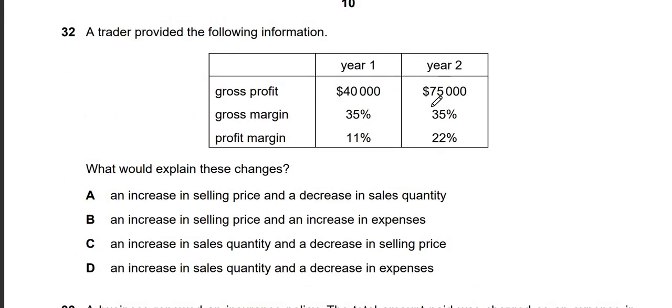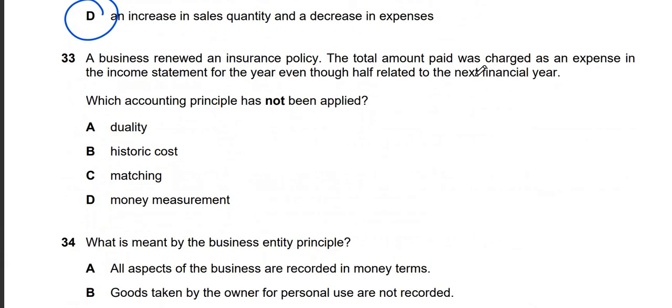Question 32. A trader provides the following information. Gross profit increase, gross profit margin remained the same, profit margin increase. So what would explain these changes? Of course, if in the second year sales volume has increased and operating expenses have decreased, that resulted in greater profit margins. Gross profit margin is still the same, but it means expenses have decreased. So this.